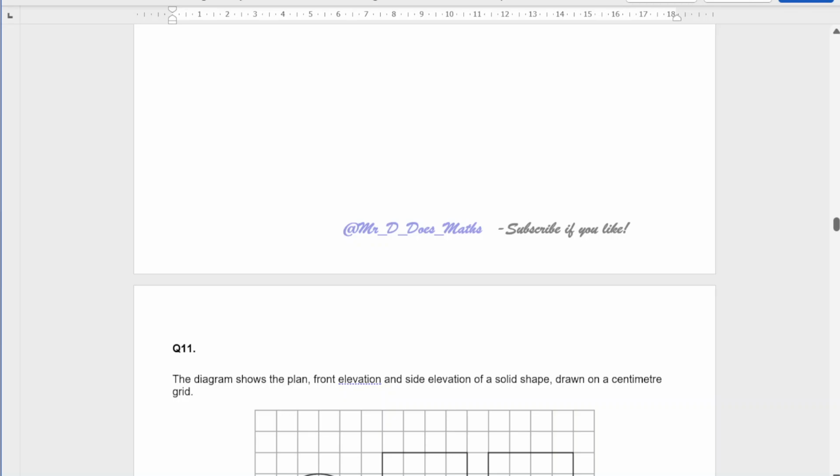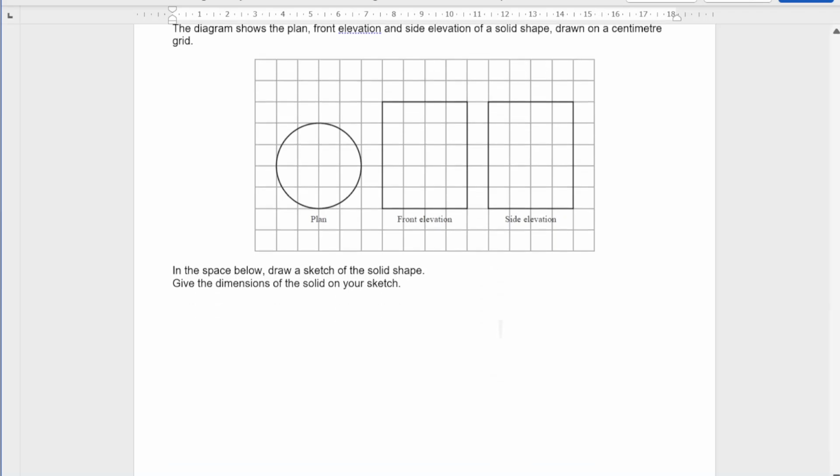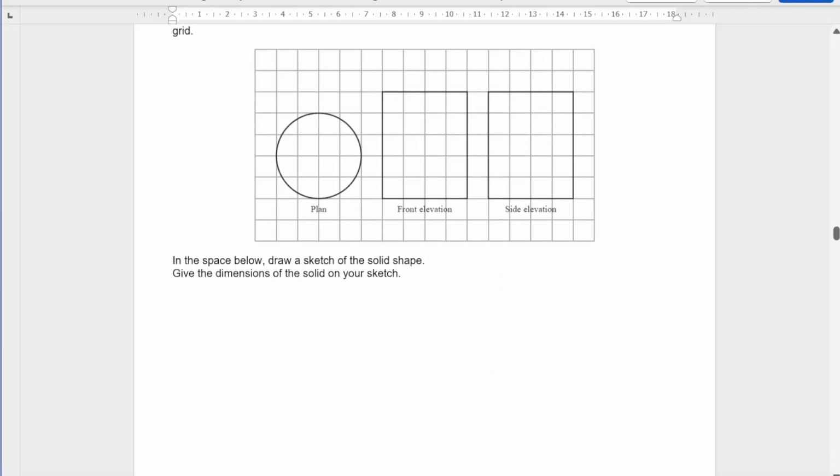Okay, question 11. The diagram shows the plan and front elevation and side elevation of a solid shape drawn on a centimetre grid. In the space, draw a sketch of the solid shape. Give the dimensions of your sketch. So we're looking at a cylinder. So that's going to be my sketch. We've got the height of 4 centimeters. And we've got the length, well, that's the 4 centimeters, so this would be the length. So 2, 4, 5.